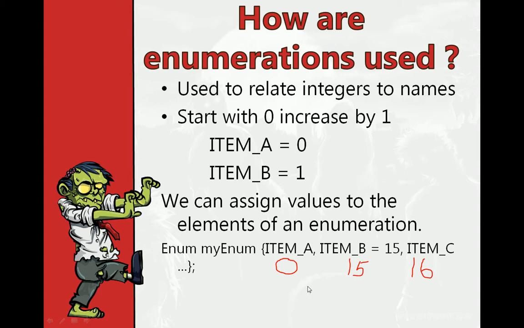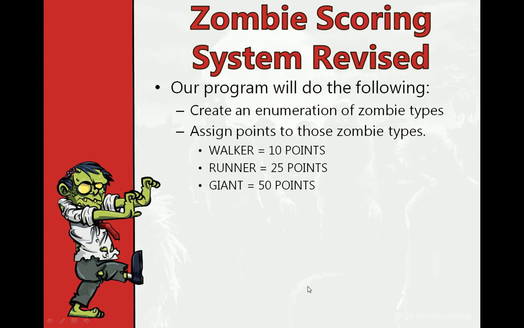All right. So, we are going to revise our zombie scoring system from Lesson 7. What we're going to do is create an enumeration of zombie types. We are going to assign points to those zombie types because there are several different zombie types in the zombie apocalypse. They don't all just shuffle around aimlessly or anything like that.